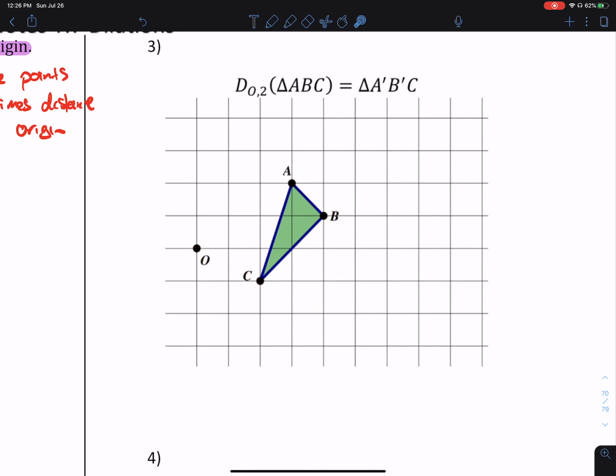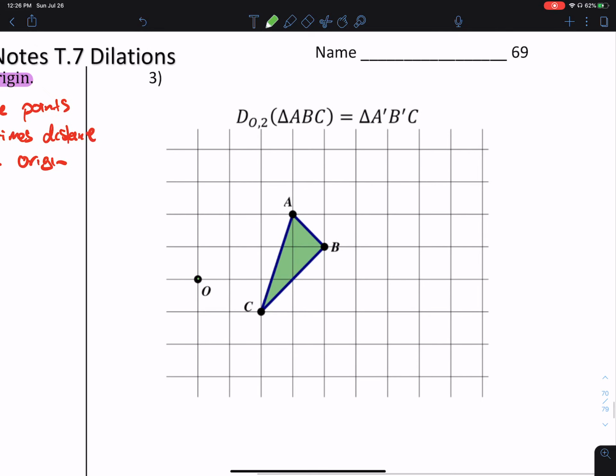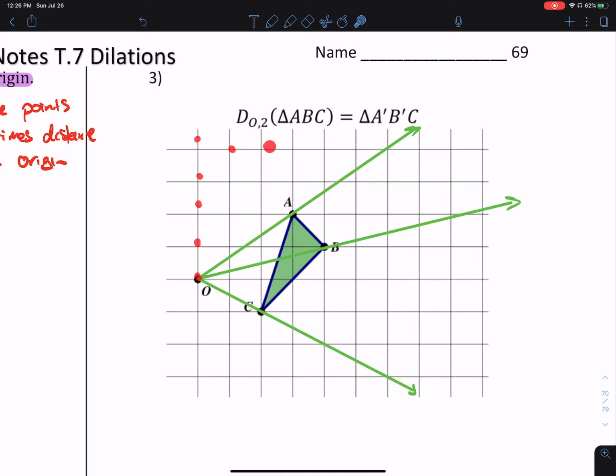So what we could do for this is, first of all, draw a segment that goes from O through A, a segment from O through B, a segment from O through C. Our new points have to lie on those segments. If I count spaces, I go up 2 and to the right 3 to get to A. So if I do that again, or if I count from the beginning, up 4 to the right 6, that gets me A prime right here.